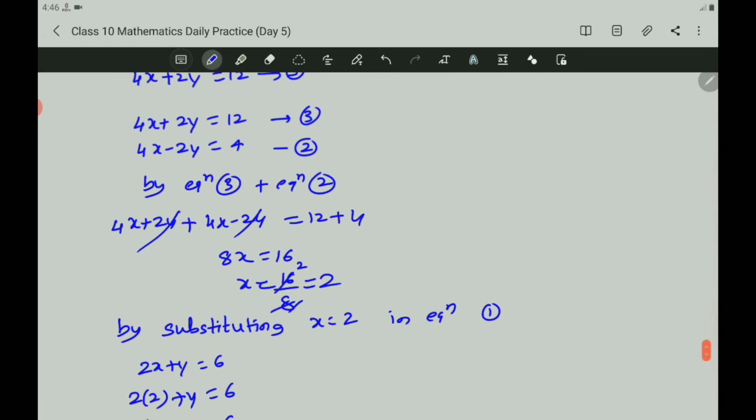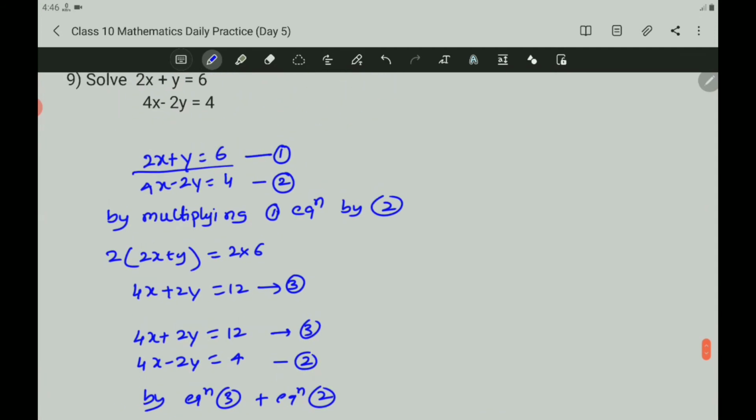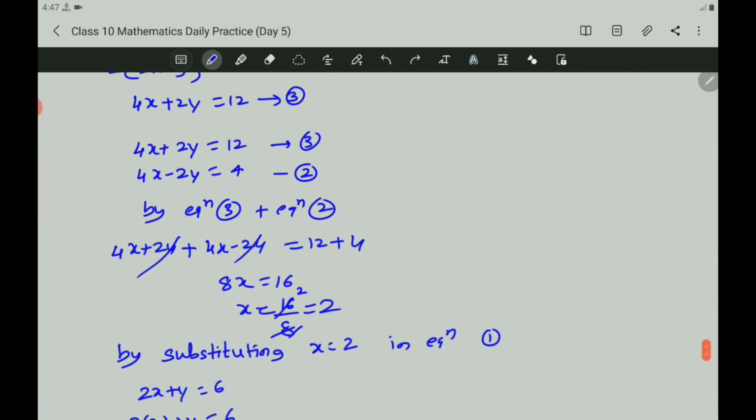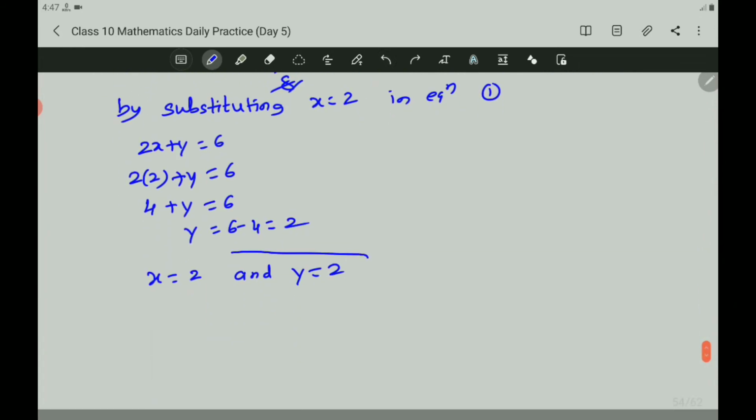You can verify whether the answer is correct or not. So you take x equals 2, 2 twos are 4 plus 2, 6 you will get. And 4 times 2 is 8 minus 2 twos are 4, 4 you will get. So the answer what you got, that is the correct values. So here the solution is x equals 2 and y equals 2.